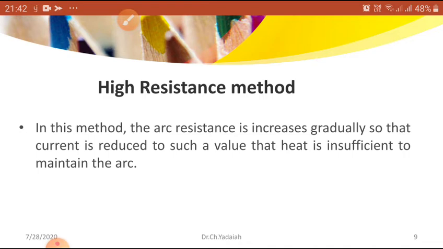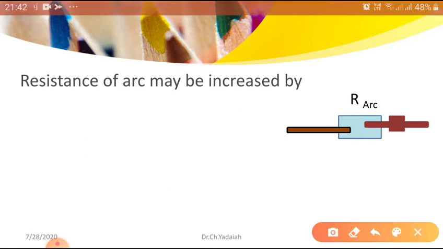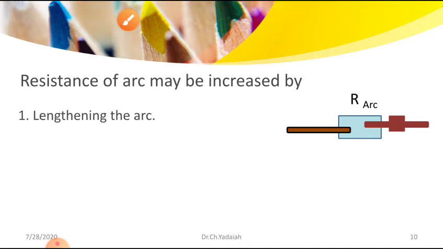So how are we going to do that? How are we going to increase the arc resistance in ohms? We have a few methods. What are the methods? The resistance of the arc may be increased. Here the arc has some resistance, and this can be increased by, one, lengthening of the arc, whatever arc is developed here.